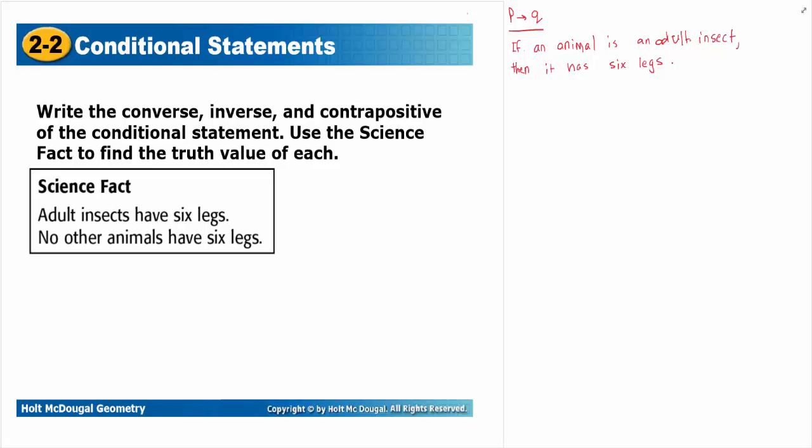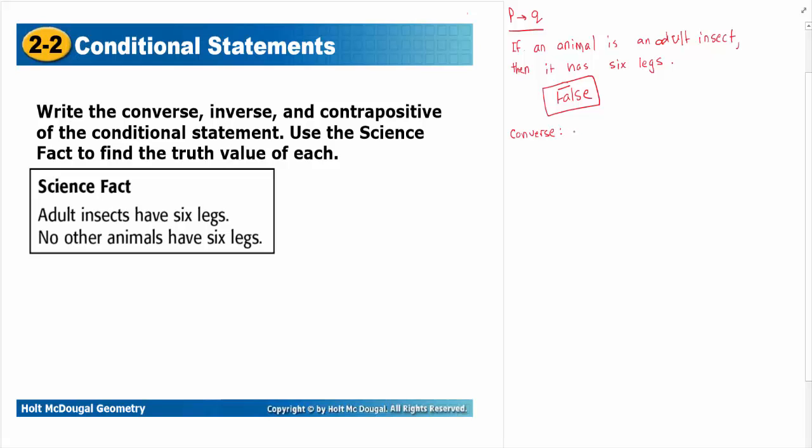So if an animal is an adult insect, then it has 6 legs. Looking at the statement that we have here, no other animals have 6 legs. Can we figure out if that's true or not? Well, you're really looking at the fact that if an animal is an adult insect, it must have 6 legs. There are a lot of animals that don't have 6 legs, so that would be a false statement. This original conditional is false, but that doesn't mean all the other statements are going to be false. Let's start with the converse.